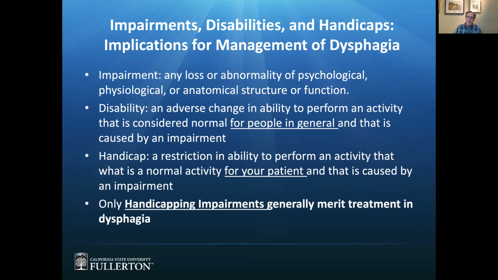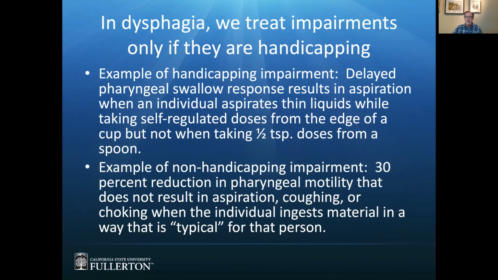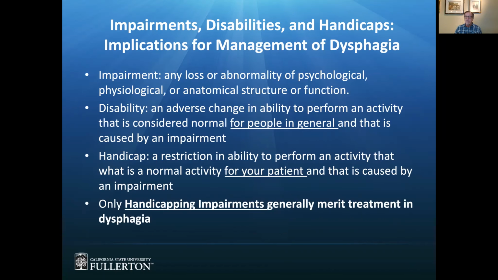It might be disabling compared to the population, but we're referencing the individual. Have they had a change that is functionally meaningful as a result of their impairment? Then that's a handicapping impairment. And how do you find that out? Through history taking. You sometimes can get it from the patient themselves, from a loved one, or from a history that's written and provided. So that's the way we do it.